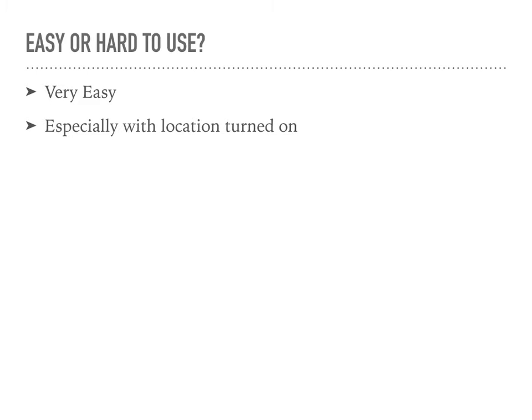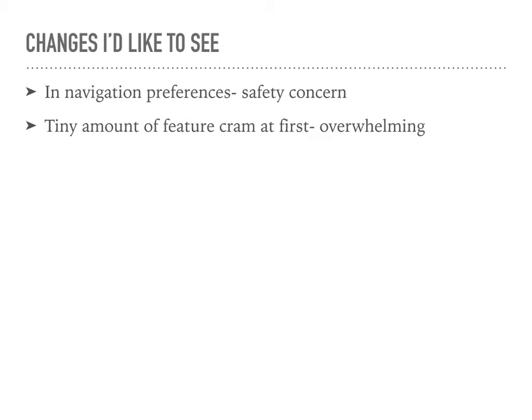Any changes I would like to see in the app? The only thing that really bugs me is the in navigation preferences, how you can choose all the different stuff while you're driving to the place. To me, that's a safety concern. If you're a passenger, it doesn't really make a difference. You're not texting and driving. If you're driving, you don't need to be pulling up that menu trying to change stuff in the middle of your navigation, so I don't really care for that.